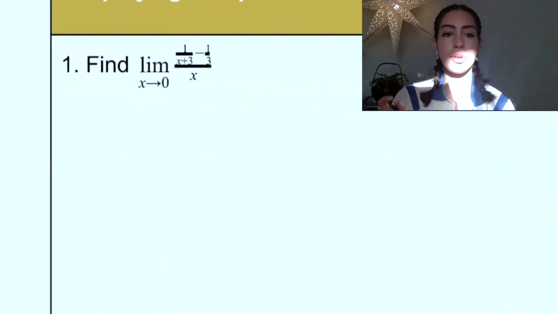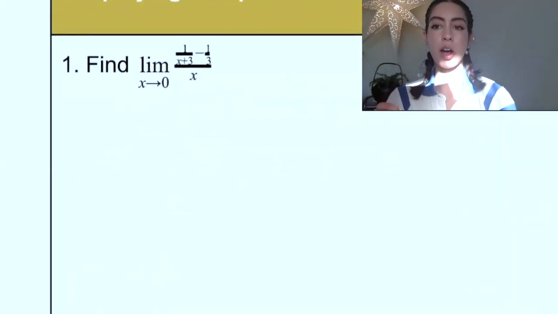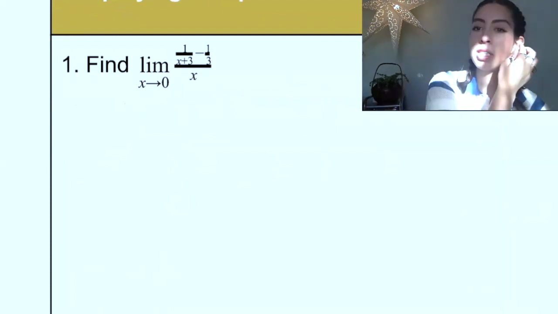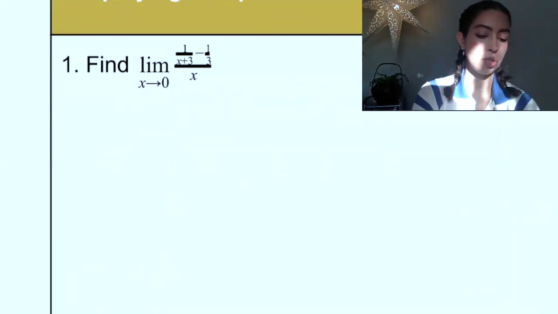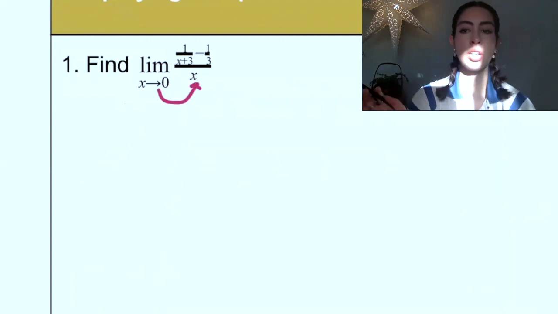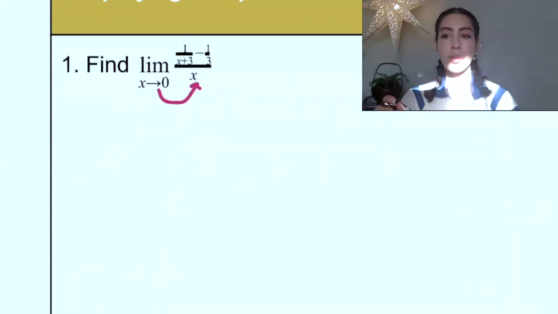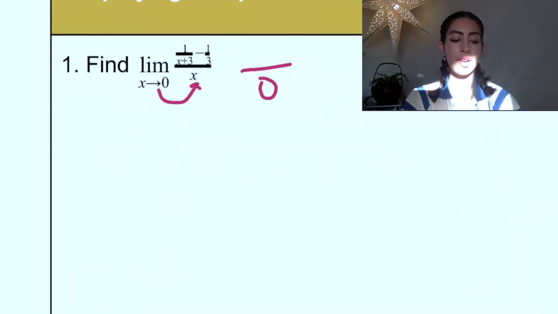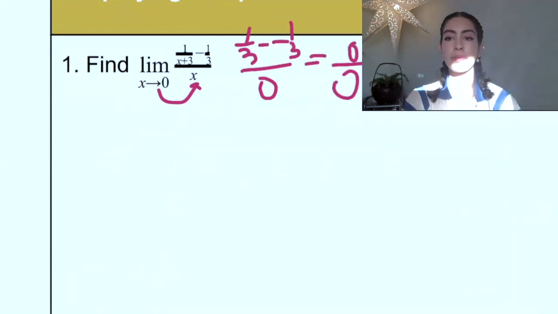I can see right away direct substitution is not going to be our solution here, because if I take that 0, x approaching 0, right into the denominator, I automatically get a 0 there. So I know it's going to be undefined, and then probably, yeah, if I plug in at the top, I'm going to get 1/3 minus 1/3. So I know this is indeterminate.